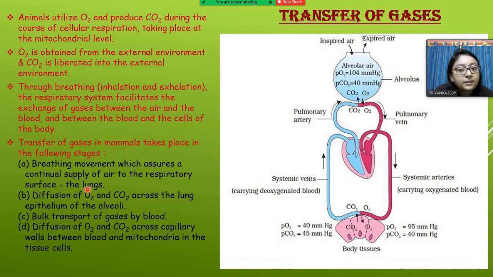So this transfer of gases takes place in the following stages. First, the breathing movement, which I already mentioned, ensures that there is a continuous supply of oxygen in our lungs. Next, the O2 and CO2 will be transferred across the alveolar membrane, the alveolar epithelium, and through the blood capillaries, this O2-CO2 exchange will take place. Third, this oxygen will be carried by the blood to different parts of the body. Now the fourth and most important one is that the O2-CO2 diffusion will happen in the cells of each and every tissue, and it will ultimately be carried into the mitochondria of the cells.